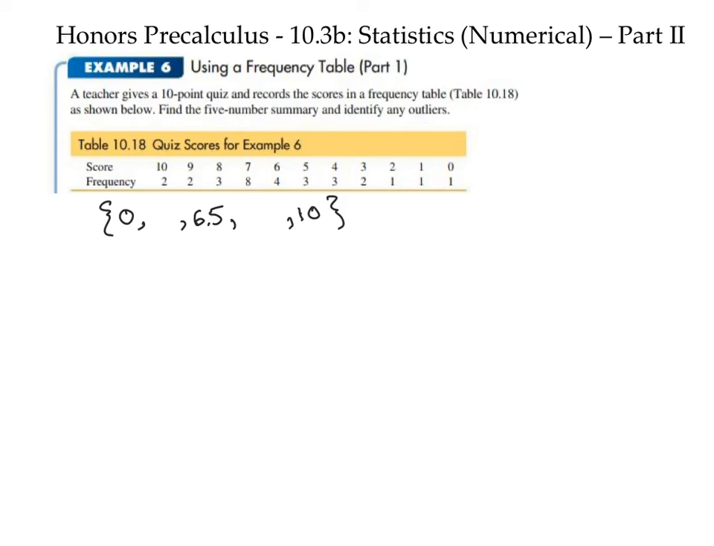So I want to find the 8th score. So 1 and 1 is 2, and 1 is 3, and 2 is 5, and 3 is 8. The 8th score is a 4. So that's the first quartile.